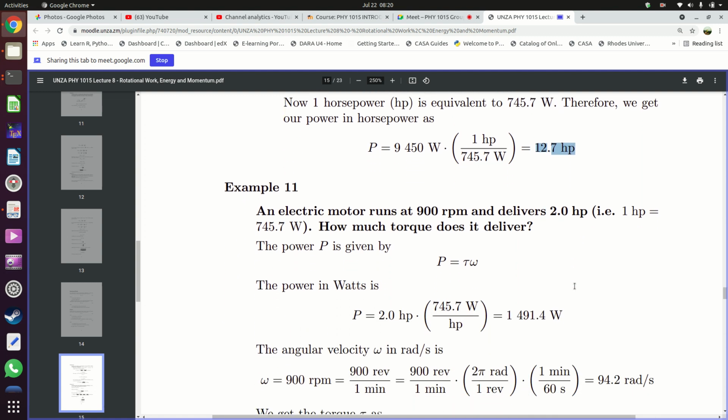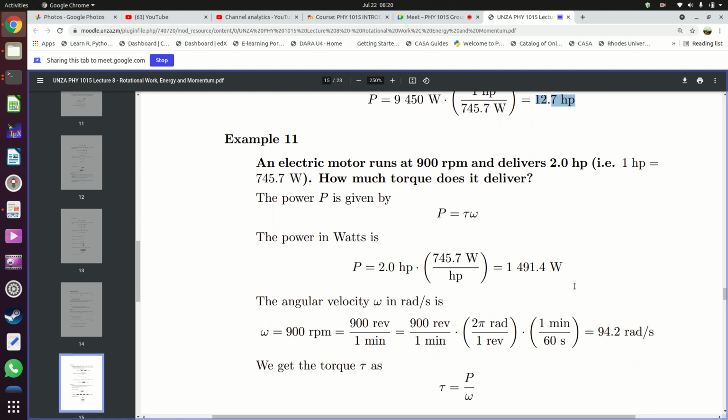Next, there is another example. Example number 11. An electric motor runs at 900 revolutions per minute and delivers 2 horsepower. How much torque does it deliver? How much turning effect does it deliver? In this case, we know that power is equal to the torque multiplied by the angular velocity. The angular velocity in this case is 900 revolutions per minute, and the power is 2 horsepower.